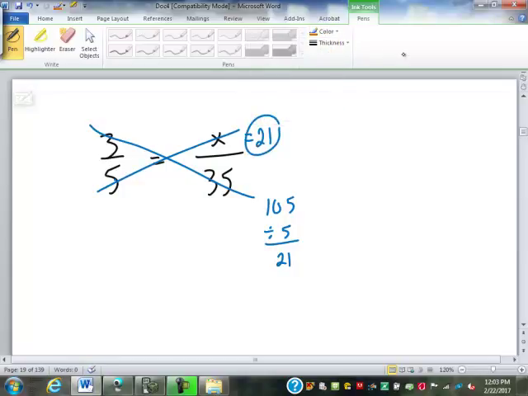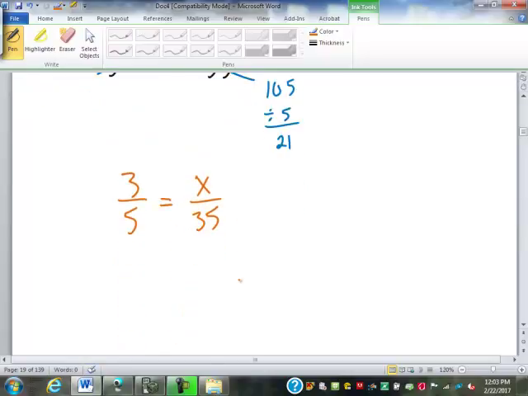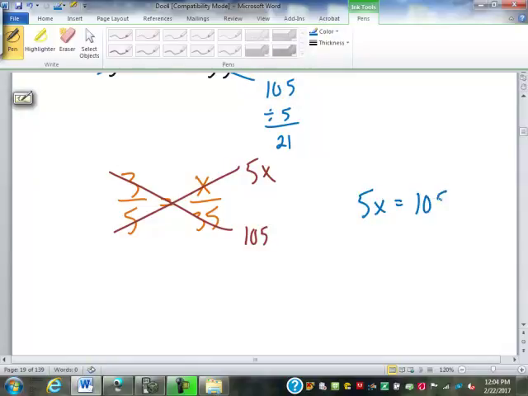That's a shortcut of a longer process. So back to our original proportion here, 3/5 equals x over 35. The longer process is that the diagonal products, those cross products, must be equal. So 3 times 35 is 105. We would multiply this way as well. 5 times x is 5x. Those two products must be equal. So we write the equation 5x equals 105. Well, we solve that equation by dividing by 5. x equals 21, which is the same answer we had up above.